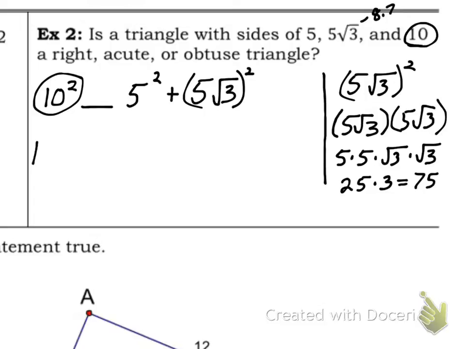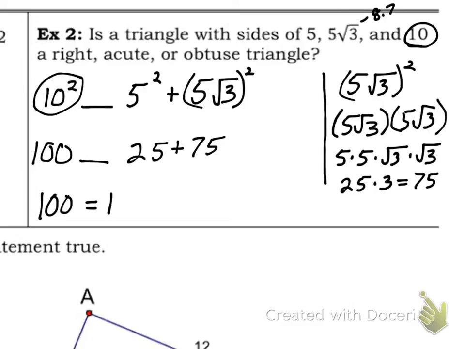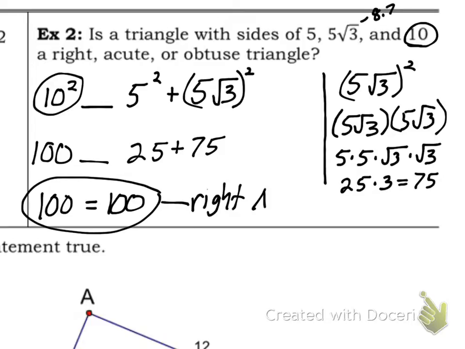All right, well, 10 squared is 100. That has something to do with 5 squared, which is 25, plus I did all that side work to come up with 25. Well, guess what? 100 actually equals 100. So this is going to be a right triangle.